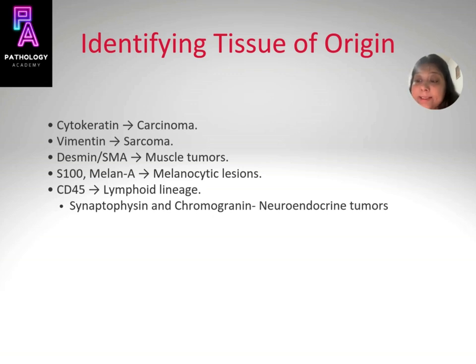For example, cytokeratin indicates epithelial origin or carcinomas, vimentin suggests mesenchymal origin or sarcomas, desmin and SMA highlight muscle tumors, S100 and Melan A mark melanocytic lesions, CD45 confirms lymphoid lineage, and synaptophysin and chromogranin suggest neuroendocrine tumors.